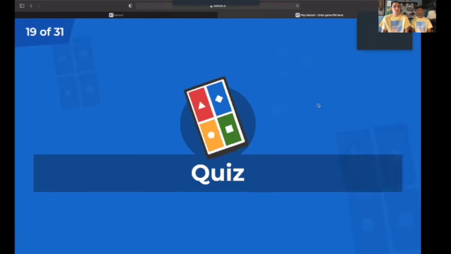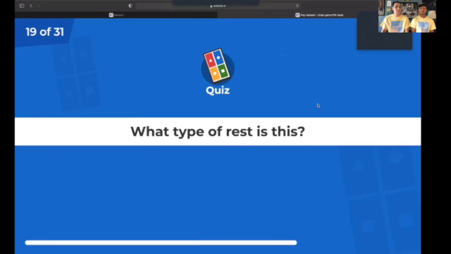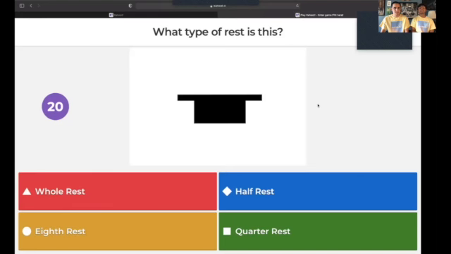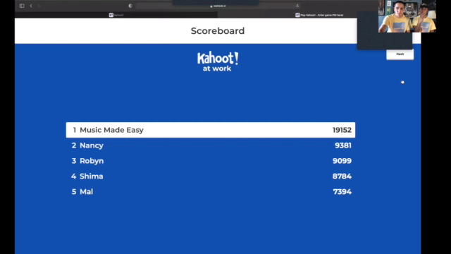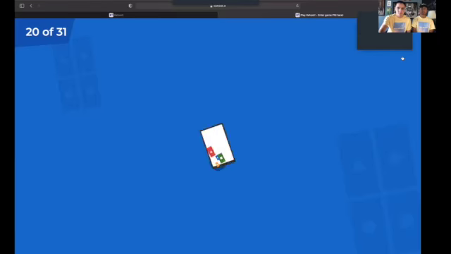Moving on to question 19. What type of rest is this? Is it a whole rest, a half rest, an eighth rest, or a quarter rest? And remember, we can think of whole and the hole in the ground, so we can compare this to the whole rest. It is very similar to the half rest, except it's upside down, and instead of 2 beats, it gets the 4 beats, kind of how the whole note does.